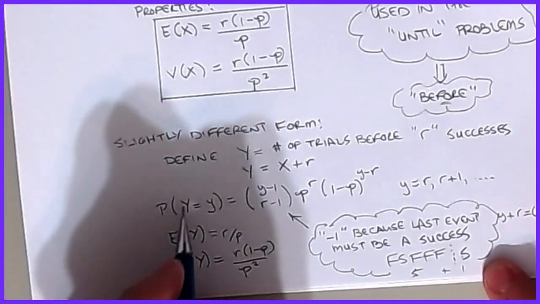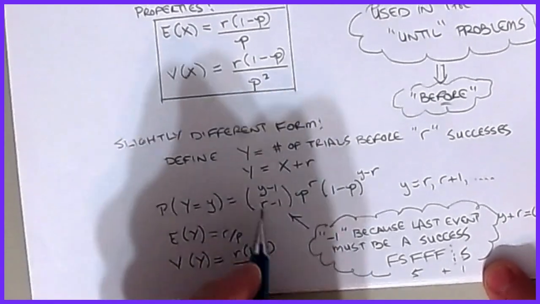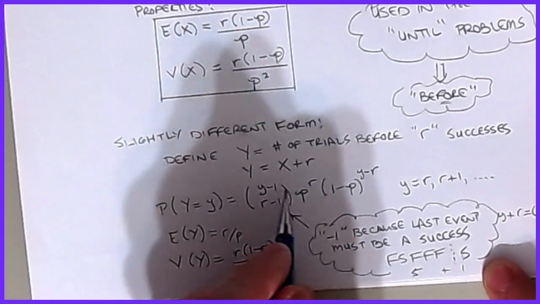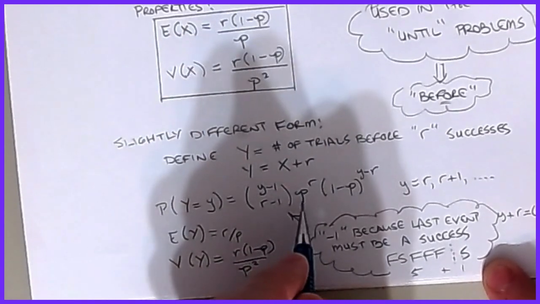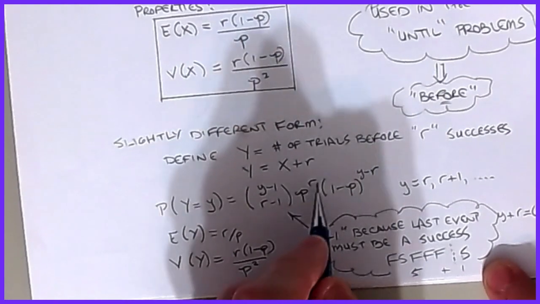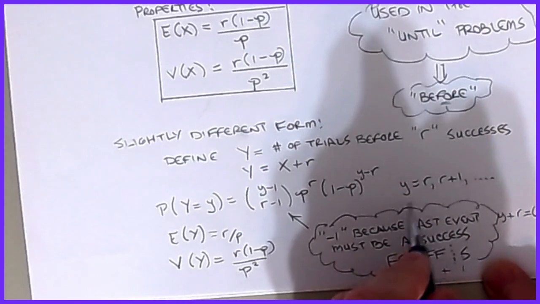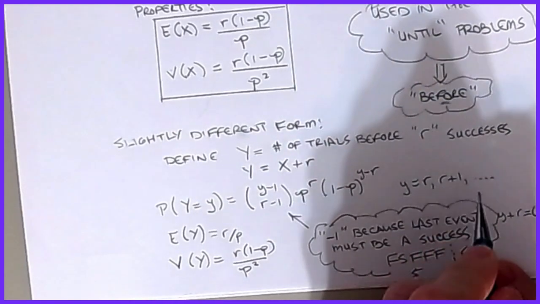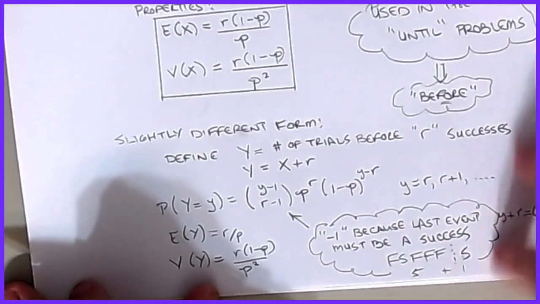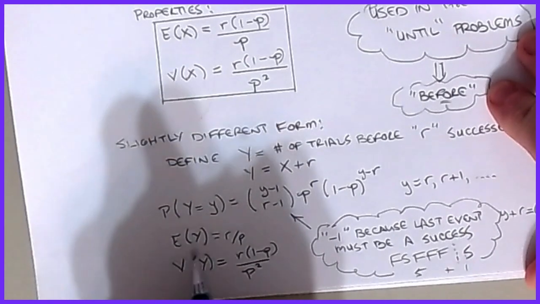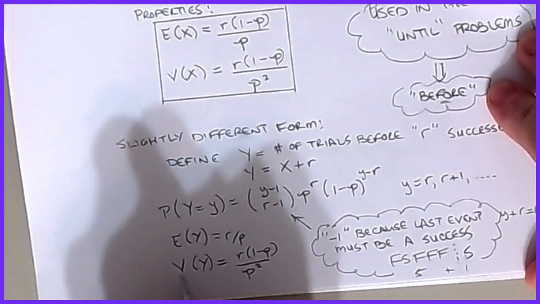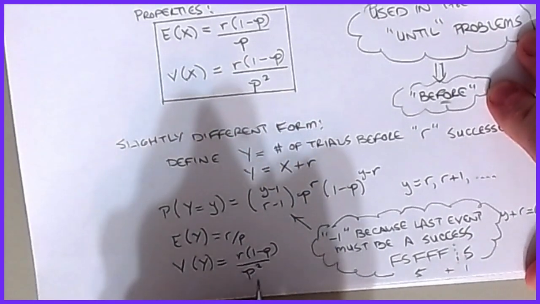So we're looking for the probability that Y is some numerical value, and we're going to take (y - 1) choose (r - 1), and then probability p raised to the r power, and then (1 - p) raised to the (y - r) power, where y takes the values r, r + 1, and so forth. If we do that, the expected value of Y is simply r over p, and the variance of Y is r times (1 - p) over p squared.